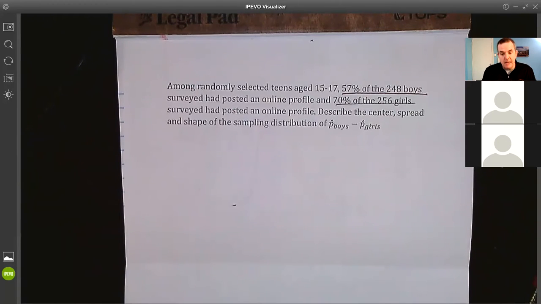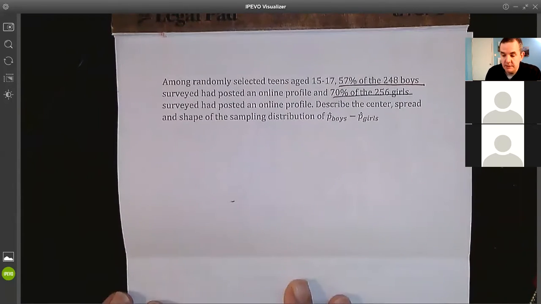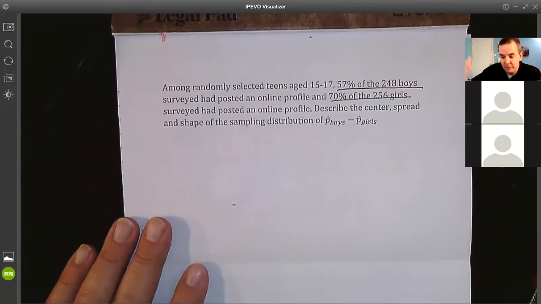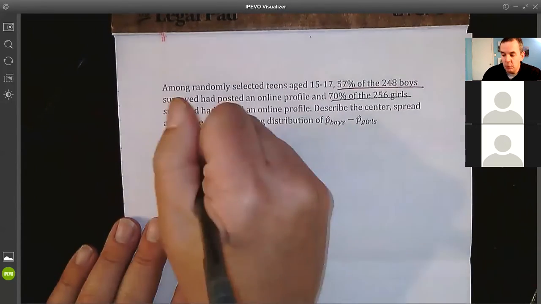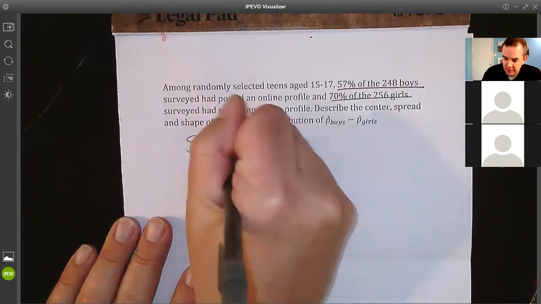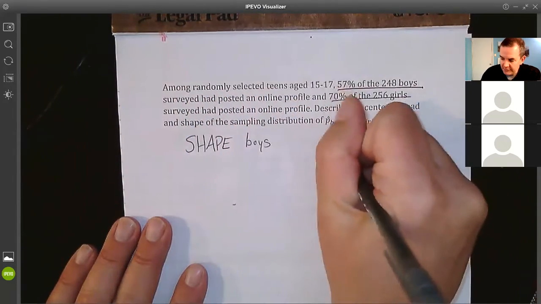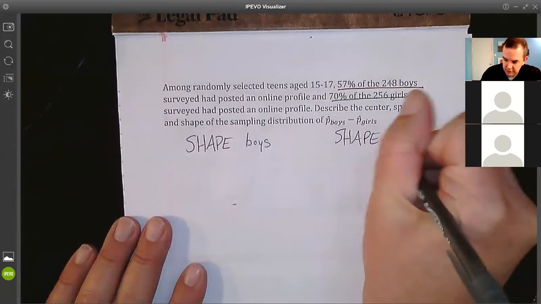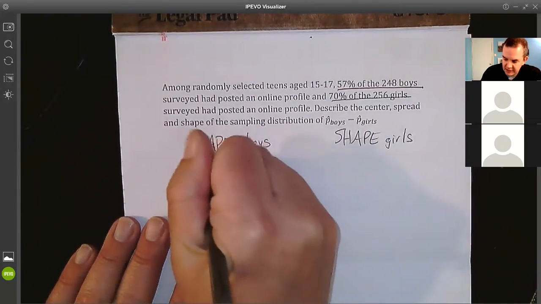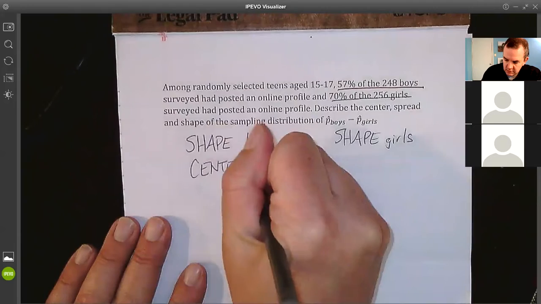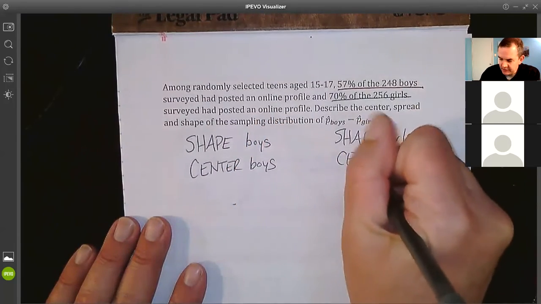So what I want to do is the following. I want to see the difference between the two. I want to look and see what would the sampling distribution of these two samples, of these two groups, look like if I pulled them all together. So the way we do this is we got to check everything like we did before, but twice. So what we're going to have to do is check the shape for the boys. We're going to have to check the shape for the girls. We're going to have to check the center for the boys. We're going to have to check and calculate the center for the girls.